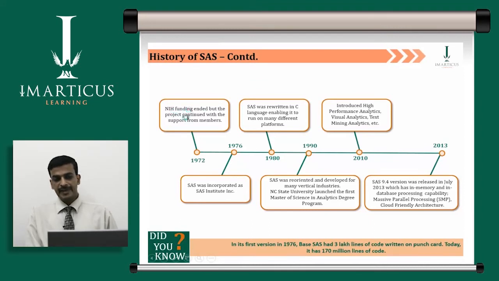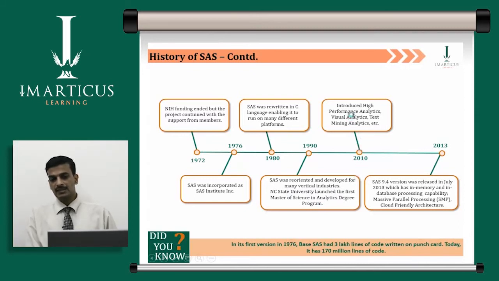It seems NIH funding ended, but the project continued with the support of its members in 1972. In 1976, SAS was incorporated as SAS Institute Inc. In 1980, SAS was rewritten in the C language, enabling it to run on many different platforms. In 1990, SAS was reoriented and developed for many vertical industries, and NC State University launched the first Master of Science in Analytics degree program.